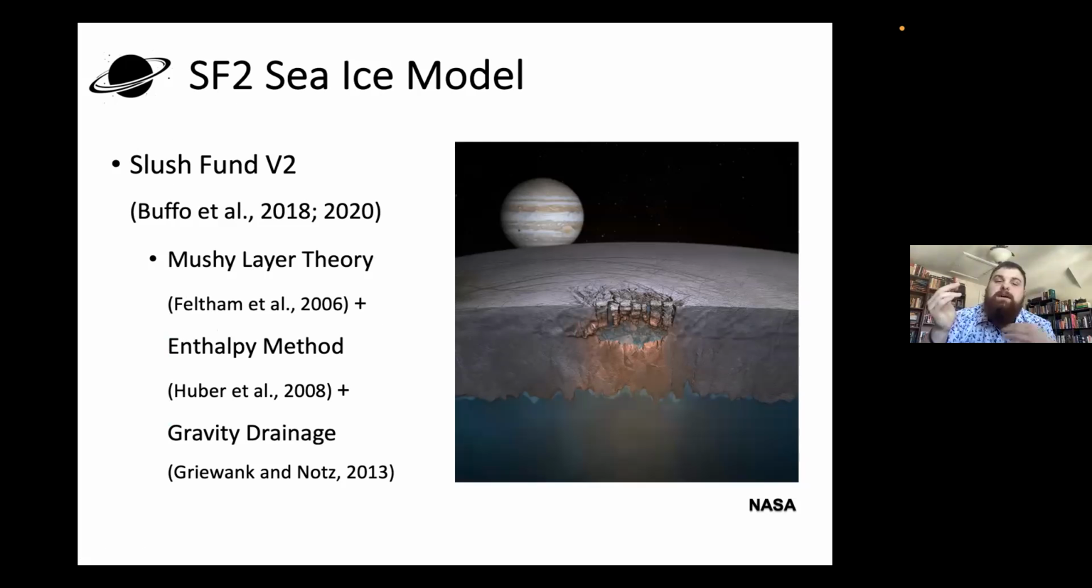It's not solid, it's not liquid, it's in between. And it's in that region where most of the physics that's controlling the emplacement of material impurities is going to happen. But you also have other things like gravity drainage, which is what's driving stuff to move around. And the enthalpy approach is just a way of constraining a change in phase.